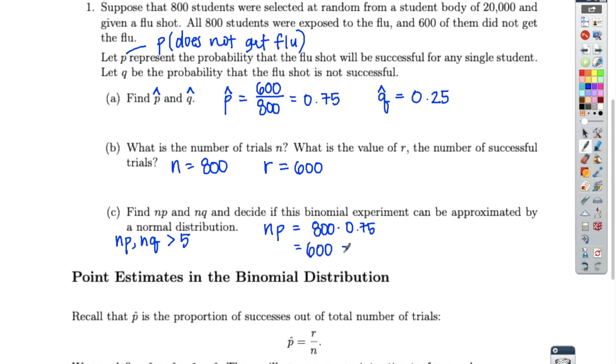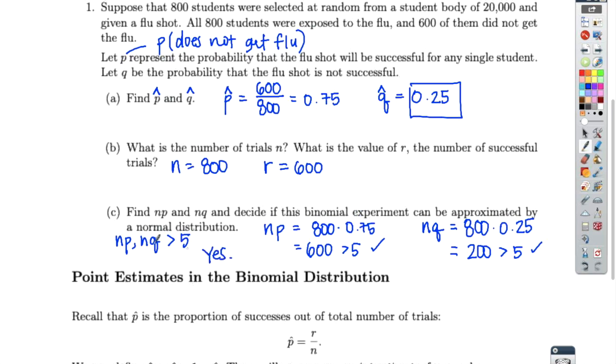Well, 600 is certainly greater than 5, so that first condition is met. And then again, NQ, N is 800, Q is 0.25. We're using Q and Q hat sort of interchangeably here. And 800 times 0.25 is 200, which is also certainly greater than 5. So, can this binomial experiment be approximated by a normal distribution? Yes, it can, because these criteria were both met.